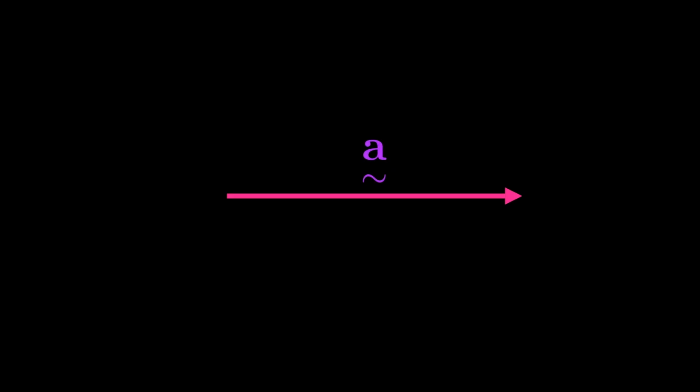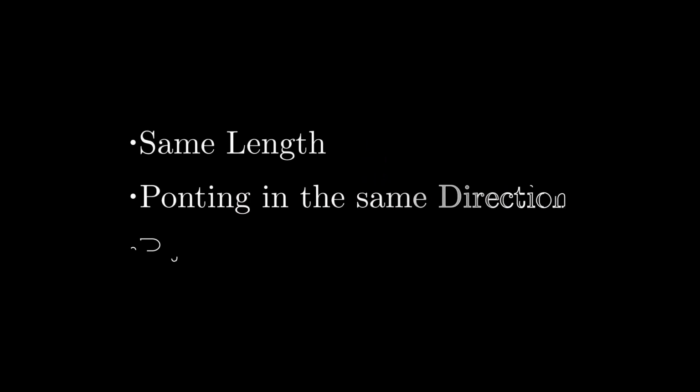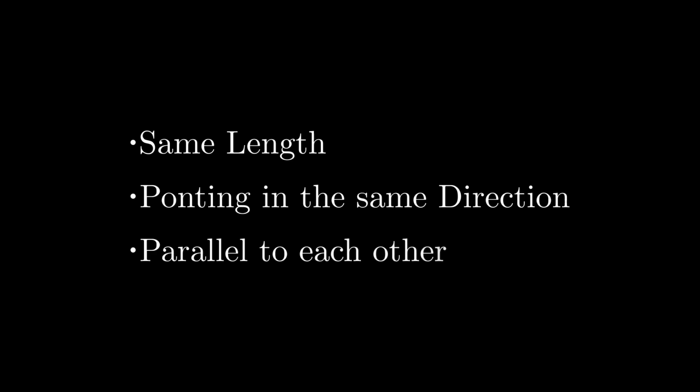We often also use lowercase letters to symbolize vectors as well, when they have a small wavy symbol called a tilde. Vectors are the same when they have the following properties. That is, that they have the same length or magnitude, they point in the same direction, and are parallel to each other. Let's see which vector arrows are the same. These two are the same. These two vectors are also the same.